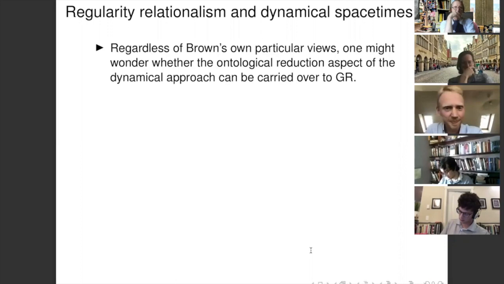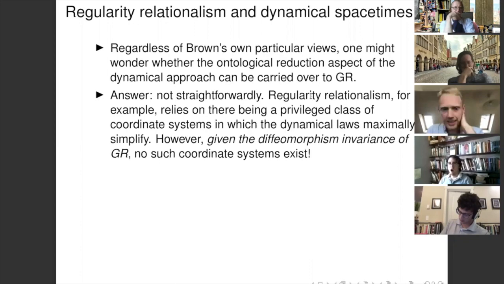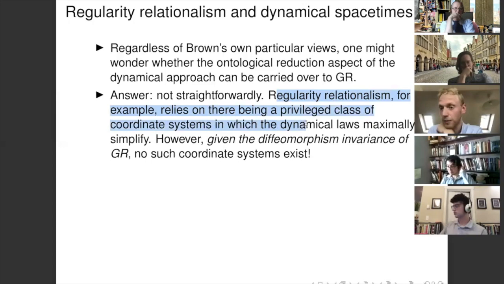The reason why people haven't done it so far is that it's kind of hard. So if I try and be a regularity relationalist about general relativity, well, it's not obvious how that's going to work. The reason being that regularity relationalism relies on there being a privileged class of coordinate systems in which the dynamical laws take a simple form. But given the diffeomorphism invariance of general relativity, the fact that the dynamical equations like Einstein's equations are invariant under all smooth but otherwise arbitrary coordinate transformations, such a coordinate system doesn't seem to exist. I don't seem to have the symmetries which regularity relationalism can piggyback on.